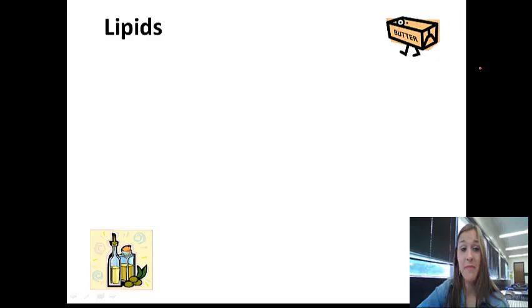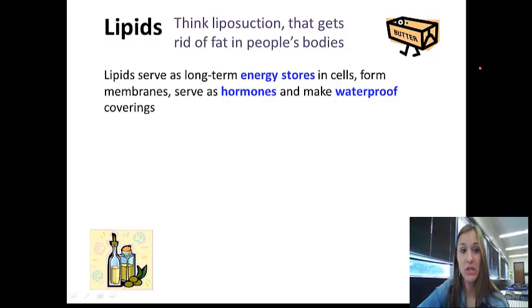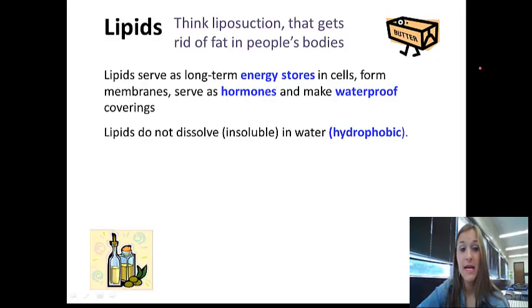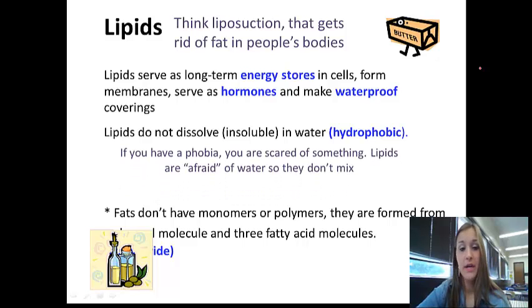Lipids are our next macromolecule. So we learned all about carbohydrates, all about sugars a second ago. Now lipids are fat. Think liposuction or love handles made up of fats. So lipids serve as long-term energy, but they also do many other things. Now lipids do not dissolve in water. Think about mixing oil and water together. You're going to get that layer of separation. You're going to have the water and you're going to have the oil. Now fats don't have a true monomer and polymer. We're going to look at that in a second.